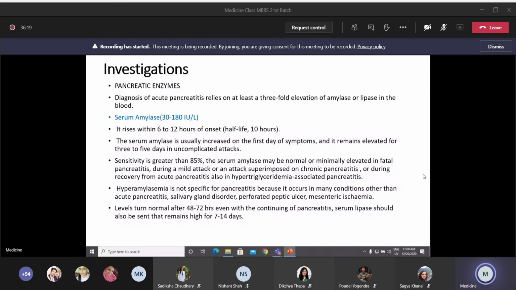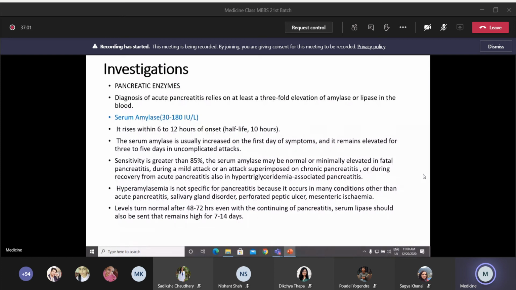Sometimes you can see it in an acute attack superimposed on chronic pancreatitis, also known as acute on chronic pancreatitis; it might be raised, but not to the same level. Usually, more than threefold is labeled as a significant elevation for the diagnosis. This is not specific. There are certain conditions in which the serum amylase level might be raised: salivary gland disorders, since the salivary gland also has amylase in its secretions, perforated peptic ulcers, mesenteric ischemia, and in chronic renal failure the amylase level might be raised.